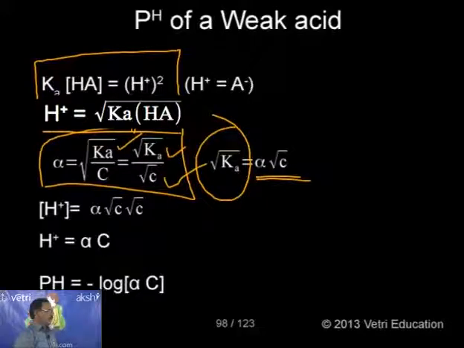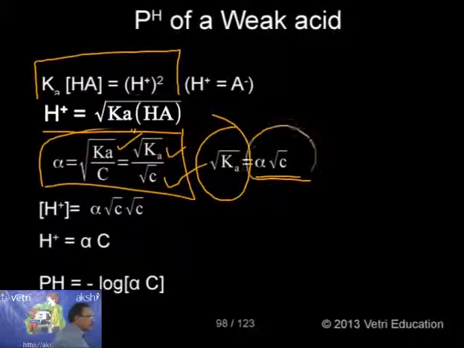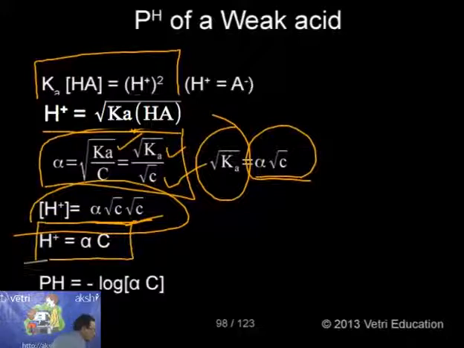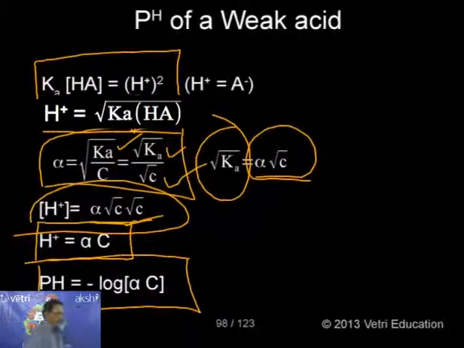For the weak acid HA, in place of square root of Ka, I can introduce alpha into square root of C, and for HA, I can introduce square root of C, which is already there. So H plus is alpha into square root C into square root C, which is nothing but C. So H plus equals alpha into C. Alpha is the degree of ionization, C is the concentration. Kindly follow. Now, pH is equal to minus log alpha into C.